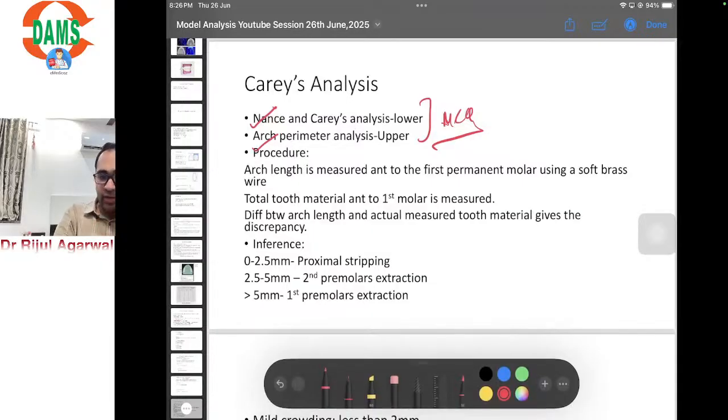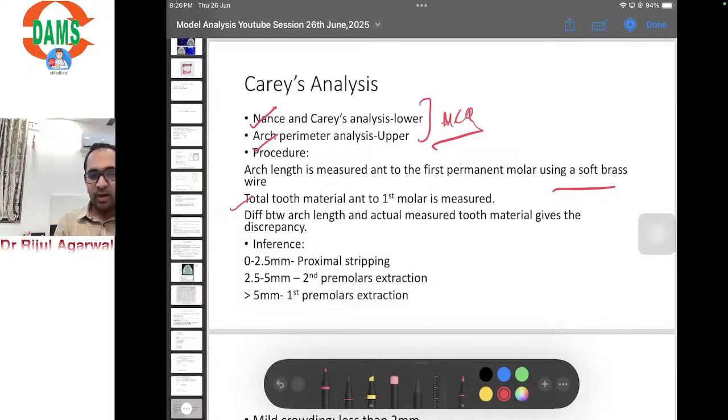The way you do it is not different. So what armamentarium do you require? You require a soft brass wire to measure the arch length from the anterior to the first permanent molar. Similarly, you get the total tooth material from the first molar, which is also measured. The difference gives you the amount of discrepancy.